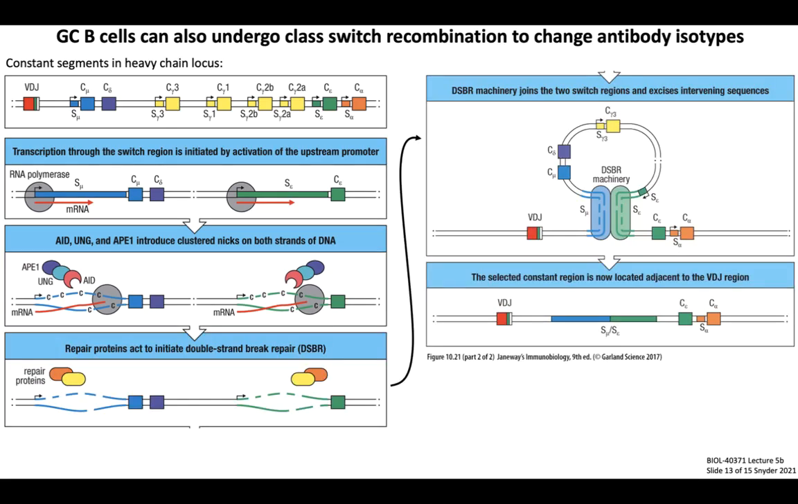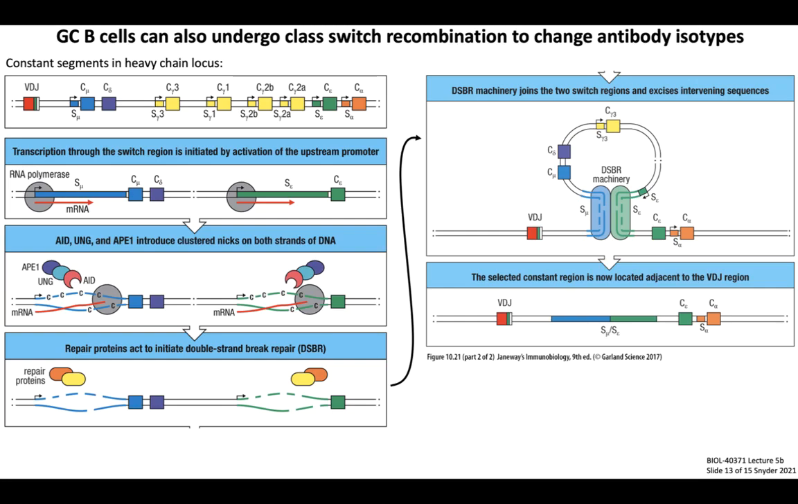These double-stranded breaks are then targeted by double-stranded break repair machinery, and these include the DNA-PK and KU proteins that we learned about during VDJ recombination. This machinery functions by joining 2 transcribed switch regions that were cut by double-stranded breaks and excising all of the intervening sequences. And importantly, this includes excision of the original C-mu gene segment encoding IgM.